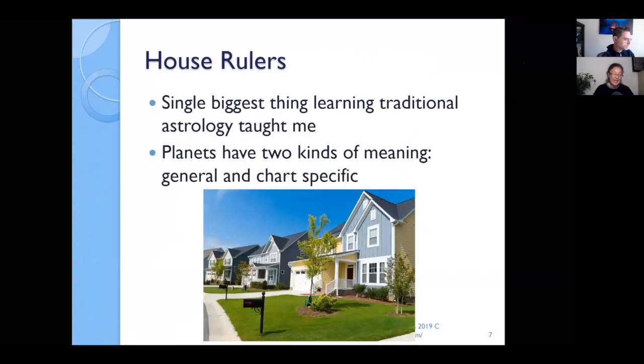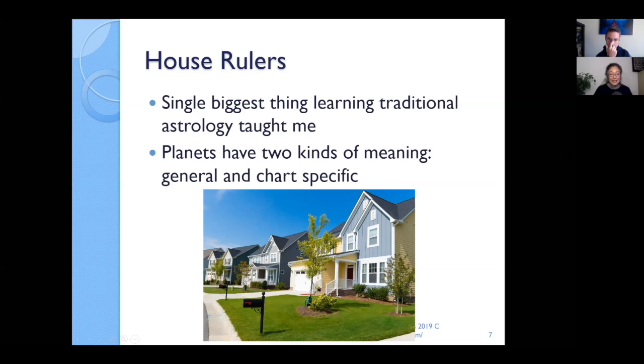So the key here is that what I'm sharing with you today is the single biggest thing that totally transformed my practice of astrology when I learned it. And it's something I only learned through studying traditional forms of astrology. What I learned is that planets have two kinds of meaning. They have their general meaning and their chart-specific meaning.